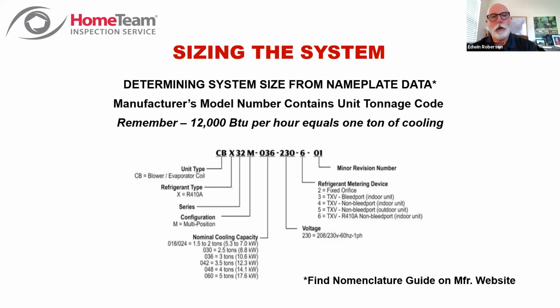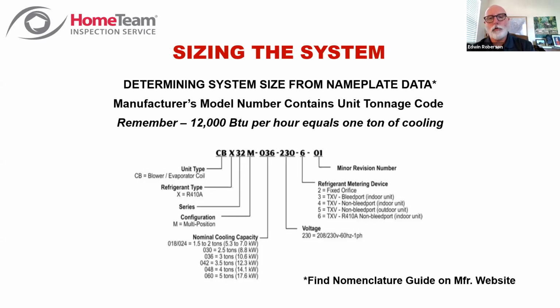In this particular case, which is a Carrier, the nominal cooling capacity, that's your tonnage. So if you see that 036 and you do the math, and remember, 12,000 BTUs per hour equals 1 ton of cooling. So when you talk about what's a ton of cooling, it's 12,000 BTUs per hour. So if you take that 36 divided by 12, that's 3 tons. So you see that in that code.